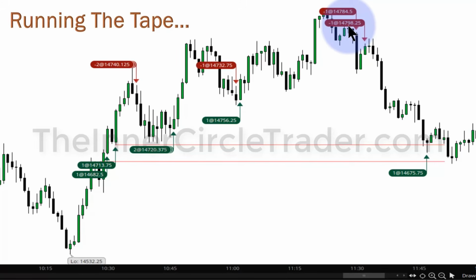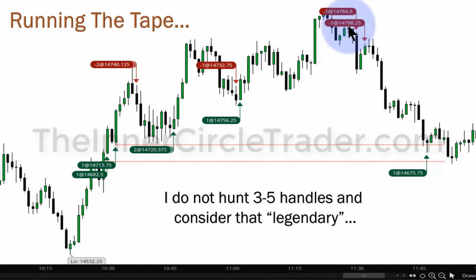So if you look at this chart, it is clean, except for these little bubbles that actually show you the transactions. You don't get any kind of distortion in your reading of price action. But the main takeaway here is I want you to understand that I don't hunt for 3 to 5 handles and consider that legendary, okay?